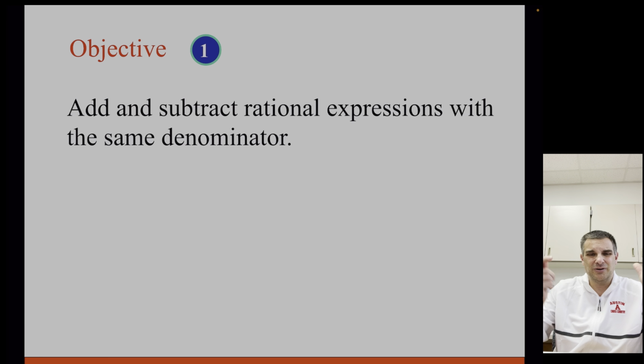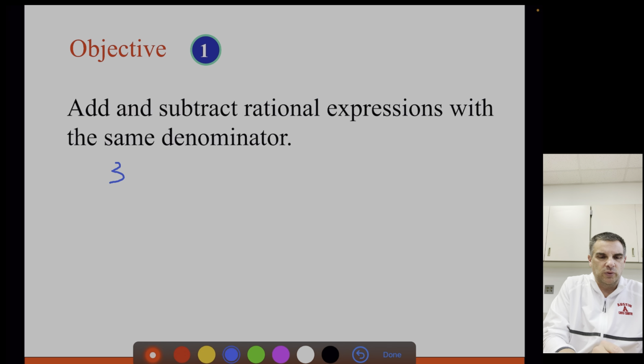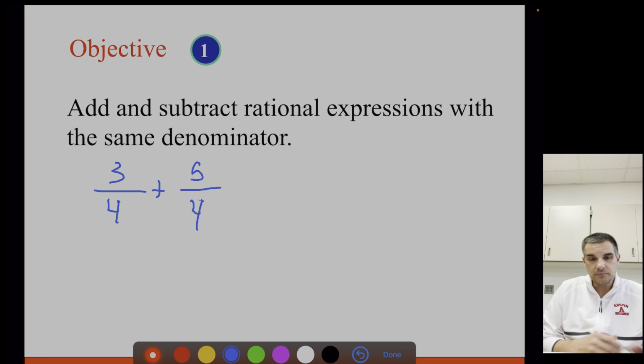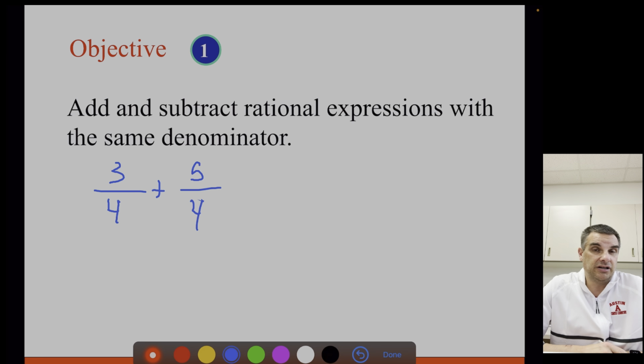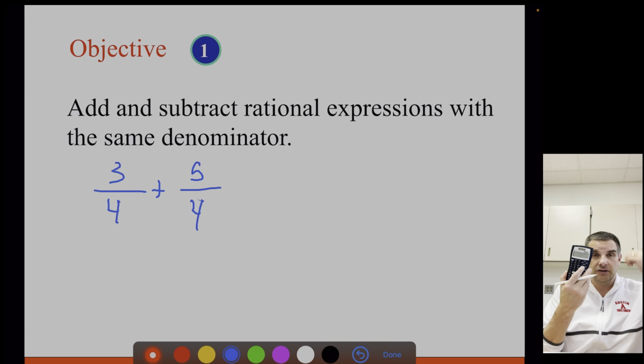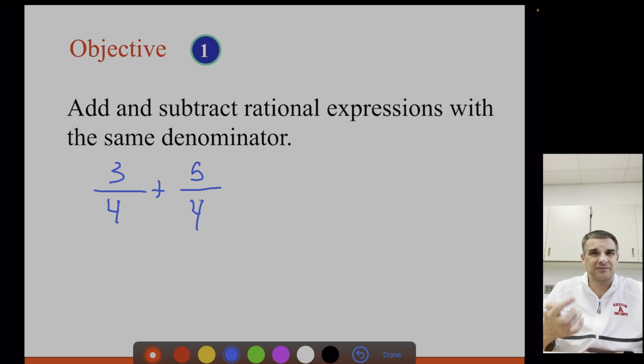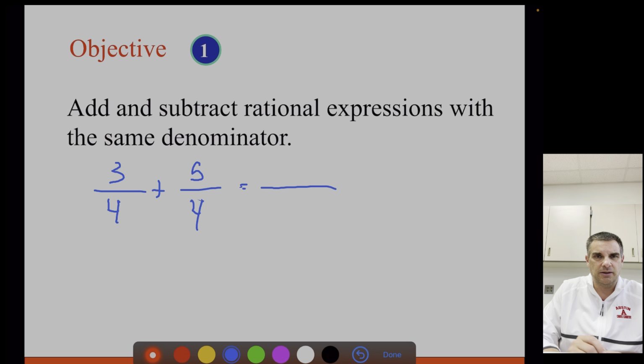Remember, rational expressions are just fractions. So we're going to look at adding fractions with the same denominator. If we're thinking about regular fractions, let's say we have something like 3/4 plus 5/4. It's just a normal fraction that you've seen in your lives. Remember, when you're adding fractions, you have to have a common denominator. Once you have that common denominator, you're in good shape. The denominator is always just going to stay the same when you're adding or subtracting them. That doesn't change.